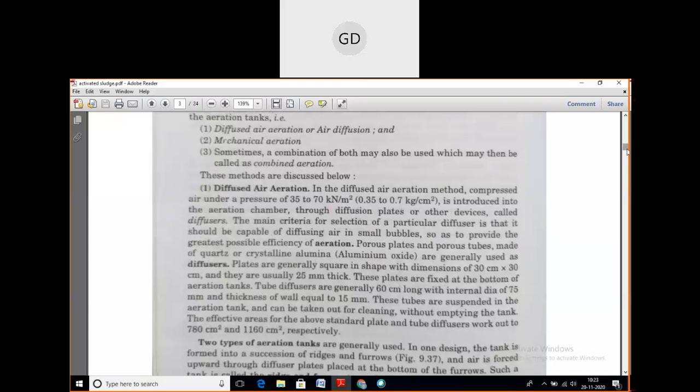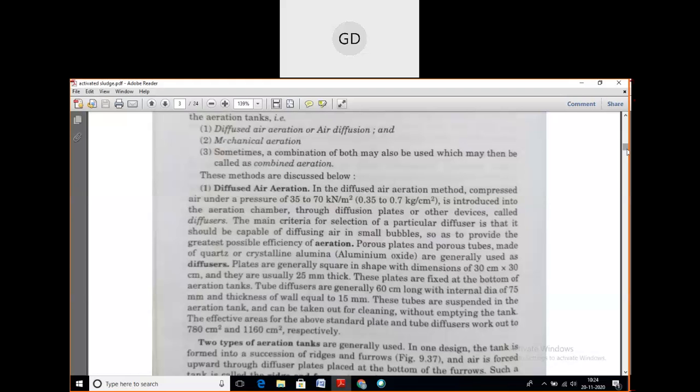So in the diffused air aeration method, compressed air is introduced into the aeration chamber under a pressure of 35 to 70 kilonewton per meter square, through diffusion plates or other devices called diffusers.